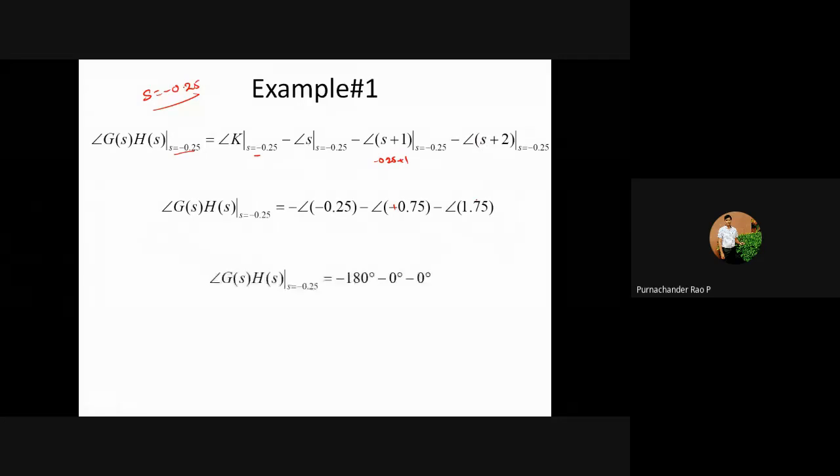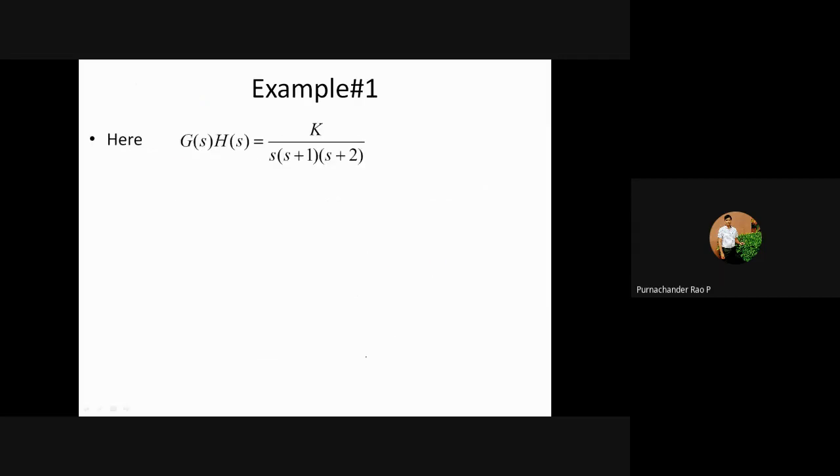So these angles which will contribute, this is a plus angle, so this is a 0. This will contribute 0 only. And as this is a minus angle, this will contribute minus 180 degrees. So you can see that it is a complex value. Using your calculator also you can find it out. So this is contributing minus 180 degrees. That means this point s is equal to minus 0.25 is a point of the root locus. Okay, so here this is a point of root locus.